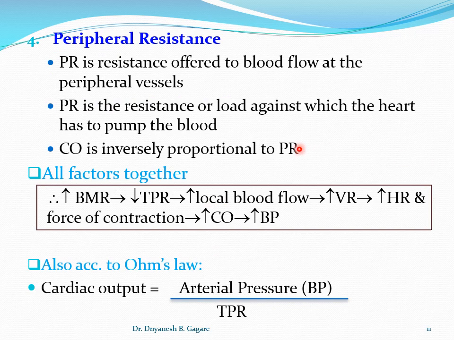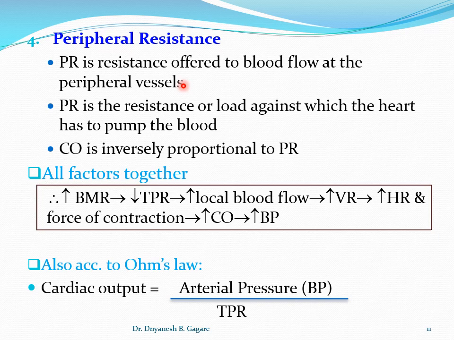So, next slide. Students, the fourth factor that affects cardiac output is peripheral resistance. What is meant by peripheral resistance? It is the resistance offered to the blood flow at the peripheral vessels. So resistance to the blood flow in the peripheral blood vessels is called the peripheral resistance. The arterioles mainly play an important role as the site of main resistance.